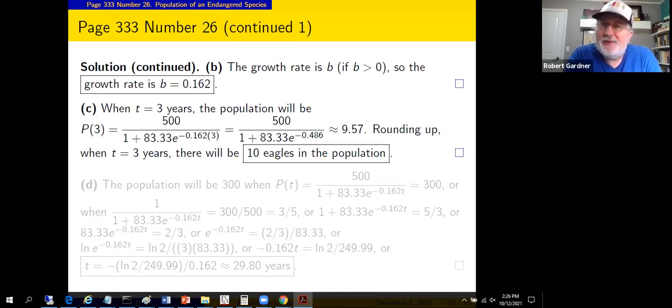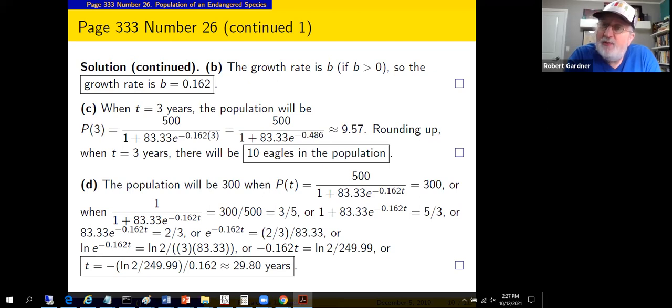This model assumes no death, so there are some unrealistic oversimplifications in the model, but anyhow. In part D, they want to know when the population will be 300. Well, it took 3 years to reach a population size of 10, so I'm expecting it could take a while to reach a population of size 300. We'll set the population equal to 300 and solve for T.